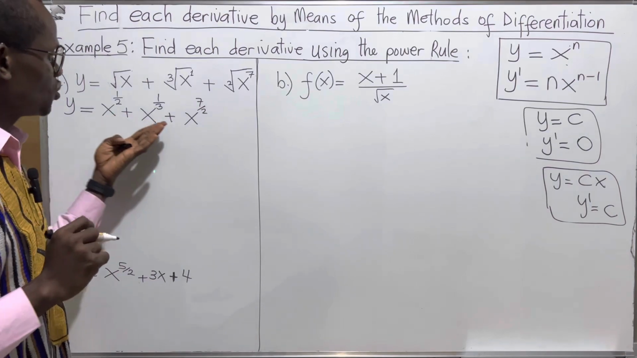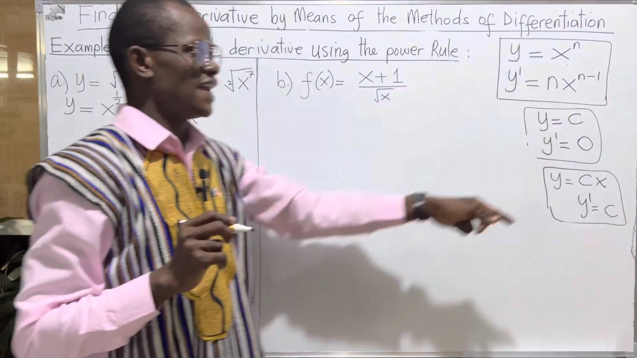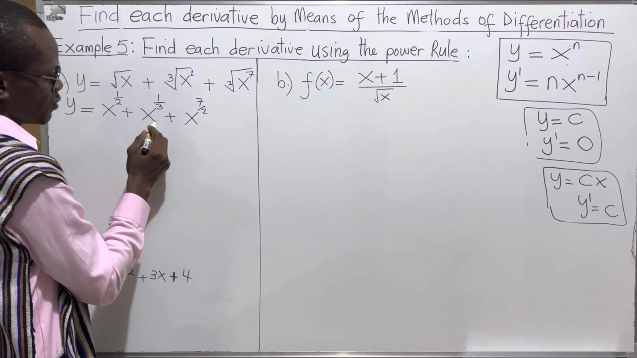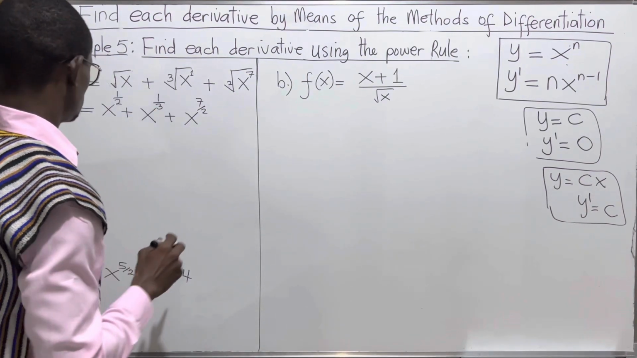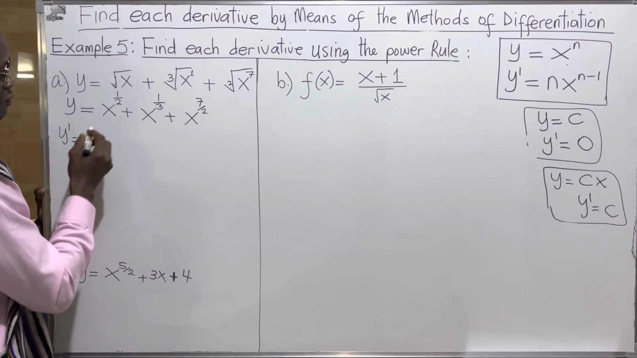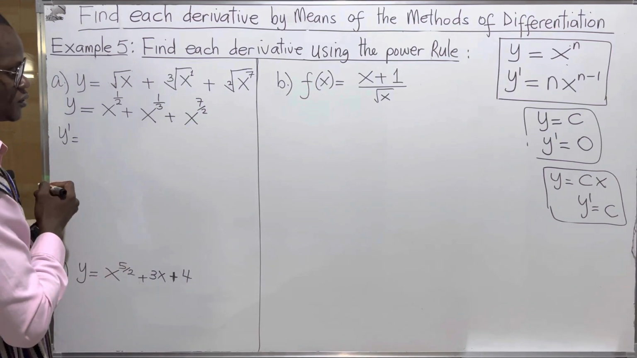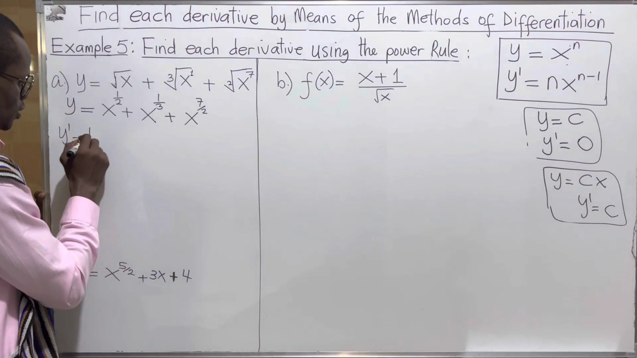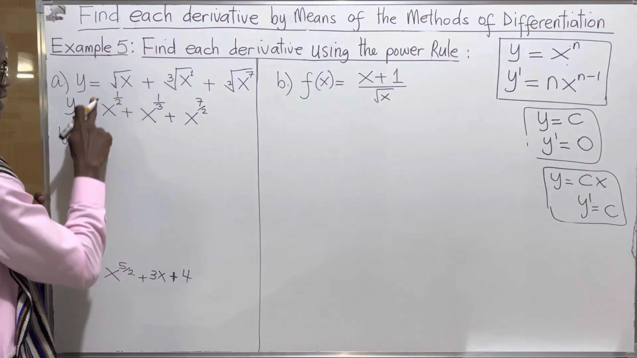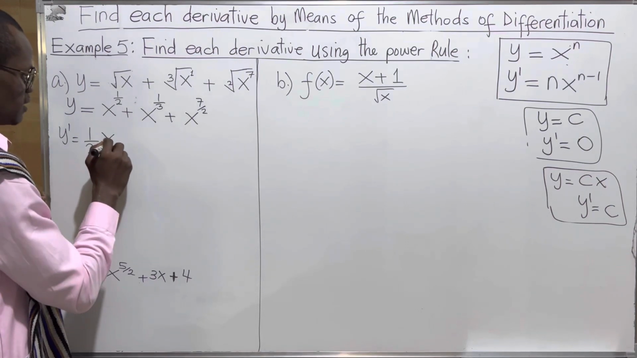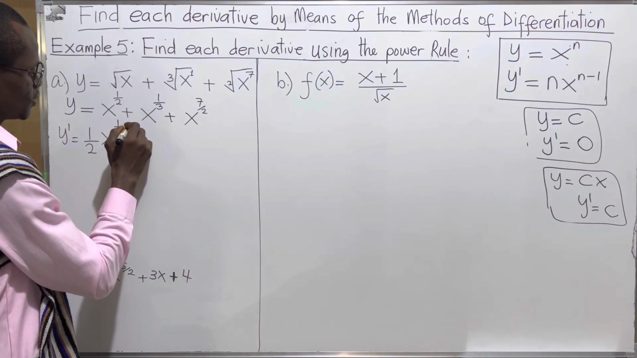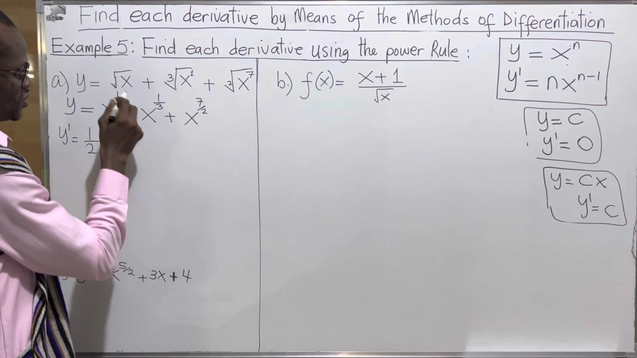Now we notice that each term is in the form x raised to the power n. In the first term, n is one half. The second term, n is 1/3, and so on. So we have y prime now to be the derivative of each of these terms. For the derivative of the first one, remember the rule says we must bring the power down, which is n. We bring n down, 1 over 2. We rewrite the base, the variable, and we subtract 1 from the power. So we have differentiated this first term.